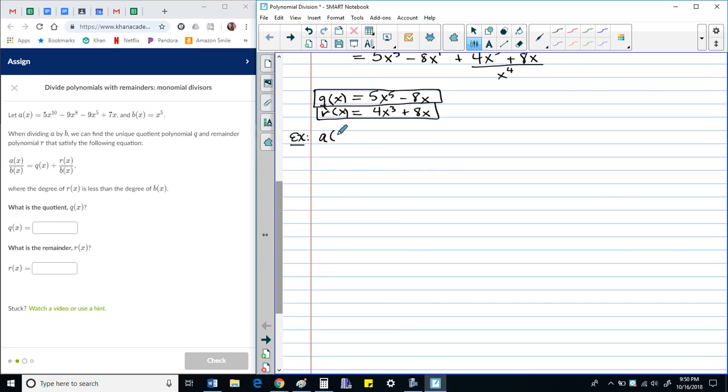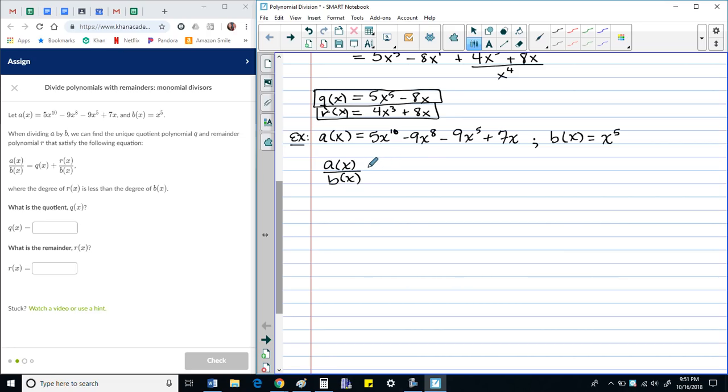A of x equals 5x to the 10th. That was like 16. Let me try that again. Minus 9x to the 8th. Minus 9x to the 5th. Plus 7x. And then I'm just going to put a little semicolon here. And b of x equals x to the 5th. Okay. And then the instructions are a of x over b of x.